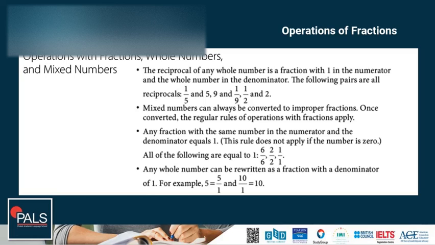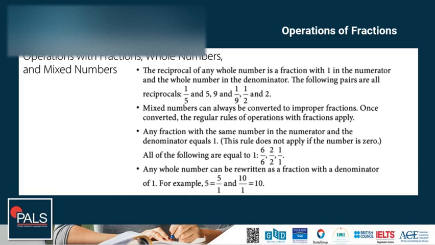The fourth one, any whole number can be rewritten as a fraction with a denominator of 1. For example, 5 can be rewritten in the form of 5/1, and 10/1 can be rewritten as just 10.